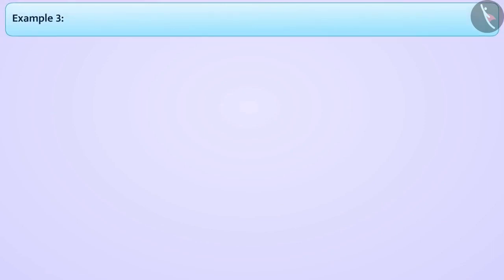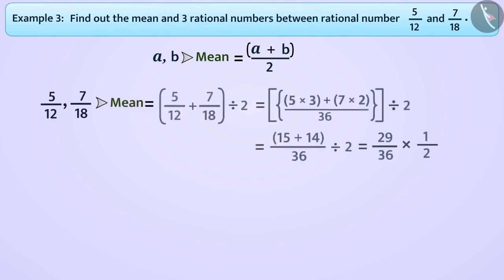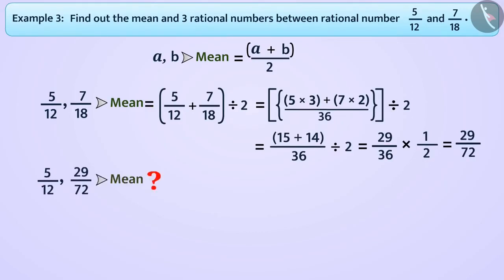Next example. Find out the mean and 3 rational numbers between rational number 5 by 12 and 7 by 18. Mean of any 2 rational numbers a and b is a plus b divided by 2. In this way, mean of 5 by 12 and 7 by 18 is 29 by 72. Now, you pause the video and try to find the mean of 5 by 12 and 29 by 72 by yourself. You will get the answer as 59 by 144.